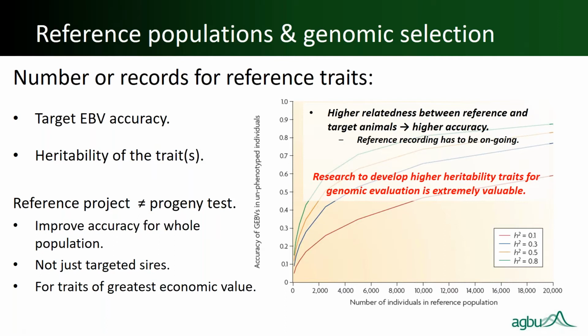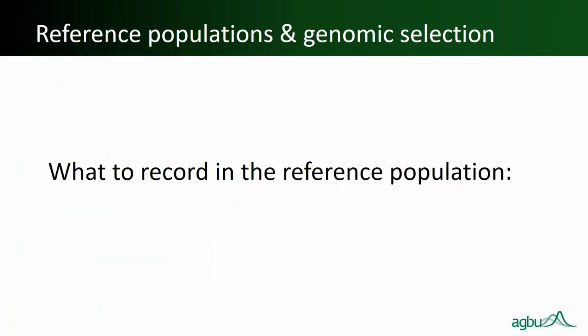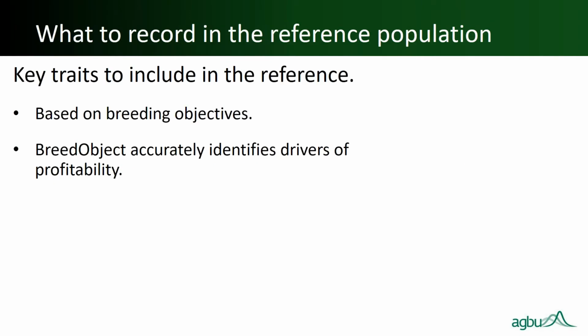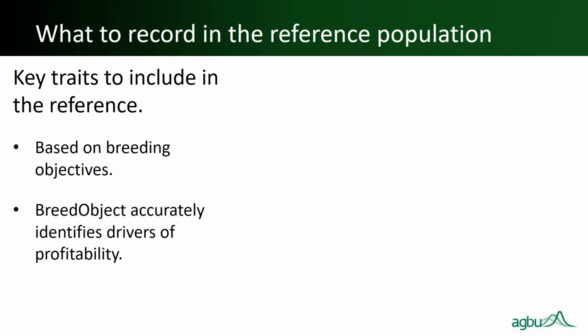Reference population projects, it's important to say, are not progeny tests. We have the goal of improving accuracy in the whole breed in these reference population projects, not just for targeted sires, and it's for traits of the greatest economic value. So what we want to record in the reference is really summed up by our breeding objective, what is driving profitability for our system and for our breed.